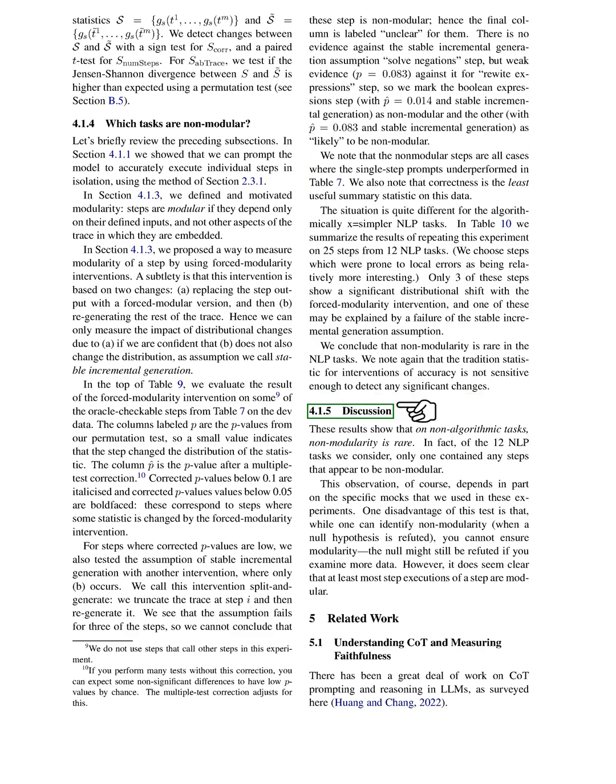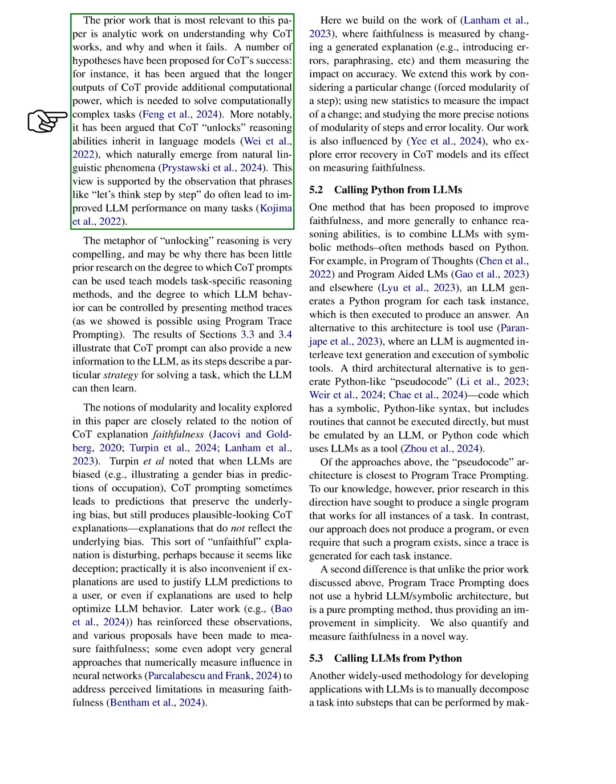Next, we discuss understanding chain of thought, COT, prompting and measuring faithfulness. There has been extensive research on COT prompting and reasoning in large language models, LLMs. The most relevant prior work analyzes why COT is effective and when it may fail. Several hypotheses have been proposed regarding COT's success, including the idea that longer outputs provide additional computational power needed for complex tasks. More importantly, it has been suggested that COT reveals inherent reasoning abilities in language models, which arise from natural language phenomena. This is supported by the observation that phrases like "let's think step by step" often enhance LLM performance.